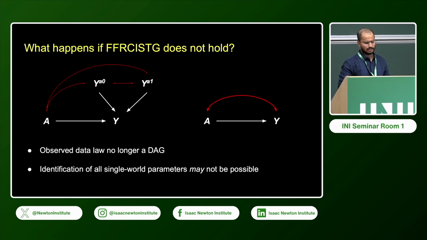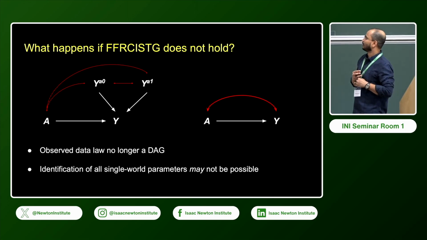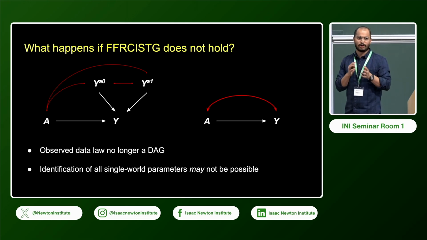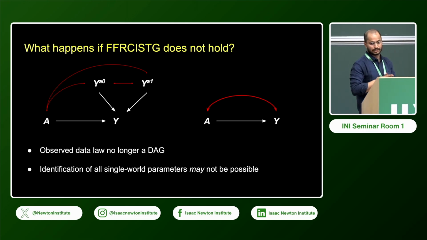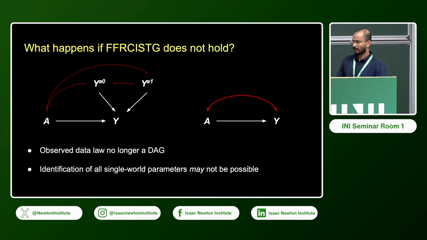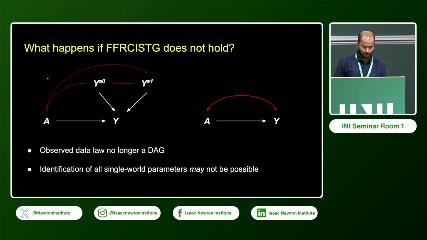All right. So now the interesting things start to happen when we ask what happens if your Finest Causal Graph assumptions or your NPSEM-IE assumptions don't hold. What I mean by that is not stuff involving cross-world quantities, but just violations of the single world assumptions that these models make.